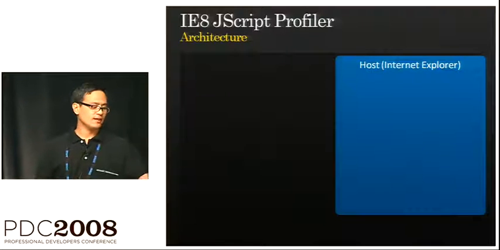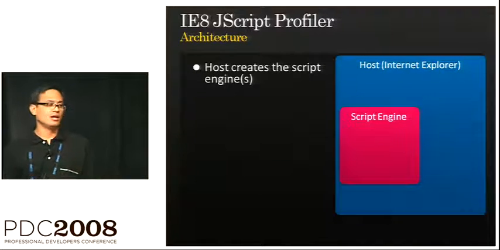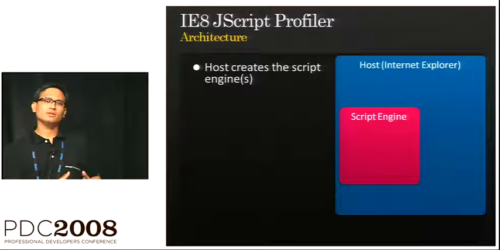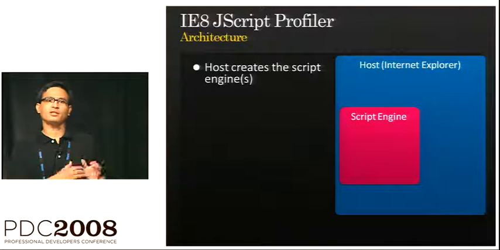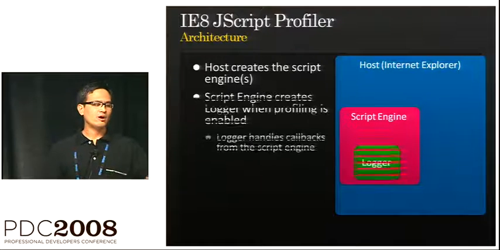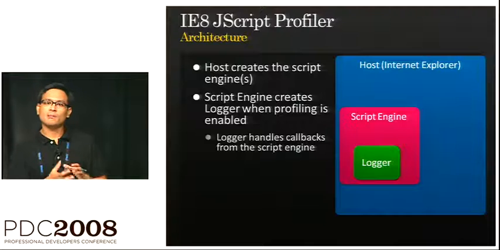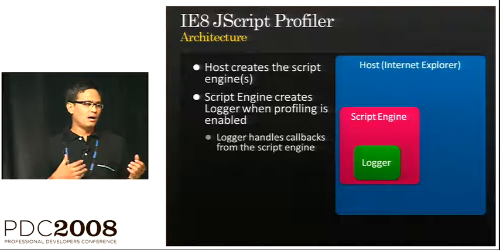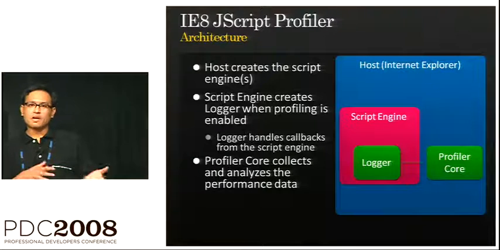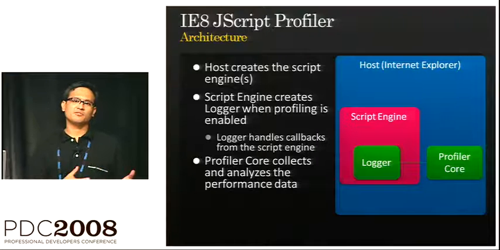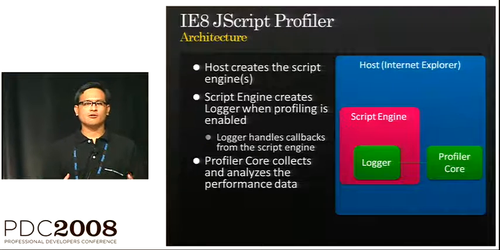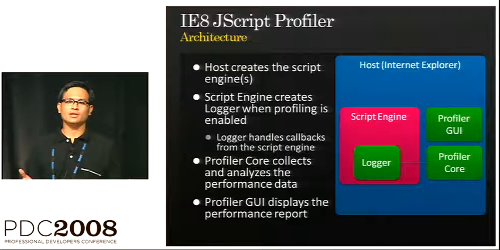it's the host that will create a script engine whenever you have some script to be executed. And the script engine, when it is in profile mode, now this is something new that we have done in IE8, in the JScript engine that's shipped with IE8 Beta 2. When it is in profile mode, it will create a logger object, which handles callback from the script engine. We'll come back to the callbacks later on. Then we have a component called a profiler core, which collects the performance data from the various loggers. It will aggregate those data, and it will create a report which is being displayed on the GUI.